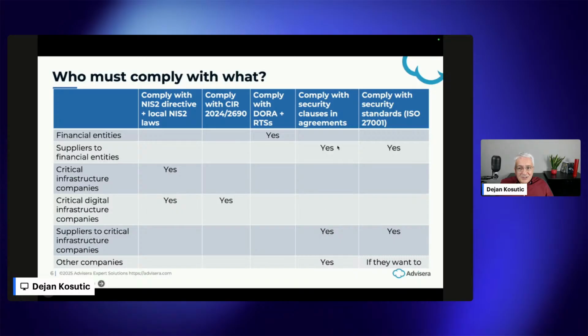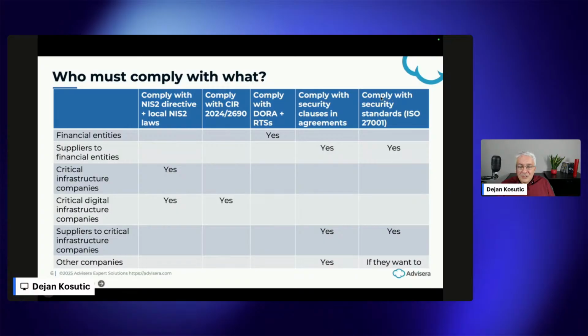Now, what is my point here? If you are a supplier to a company that is within DORA scope or within NIS2 scope, this does not mean that the company has to be compliant with DORA or NIS2. No. So if you are, let's say, a software developer company, and you are developing software for a bank, this does not mean that you have to comply with DORA. No, there is no such requirement. If you're developing software for a company that is in the NIS2 scope, again, you do not have to comply with NIS2. What you have to comply with are, again, security clauses in the agreements that you've signed with those buyers.